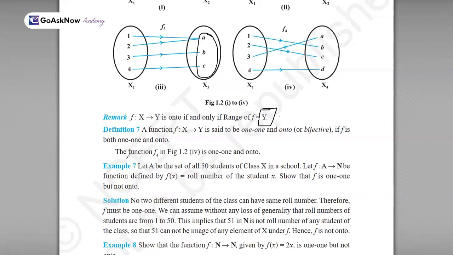It is also given here that a function f from X to Y is said to be one-one and onto, bijective, if f is both one-one and onto. I have told you this in the previous topic also, that it is a bijective function. Let us see some examples in your book.